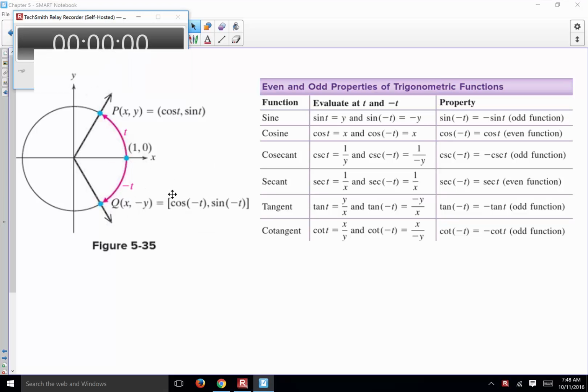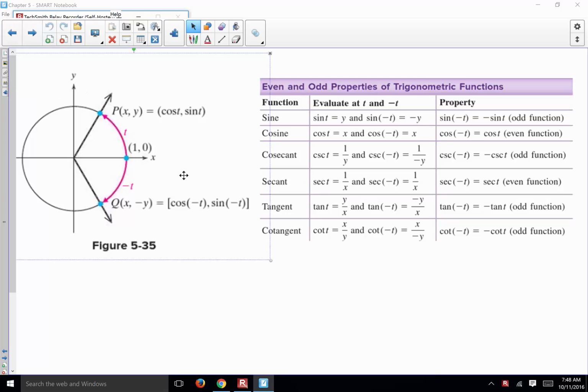Morning. So we are continuing with 4.5.4, trigonometric functions on unit circle.